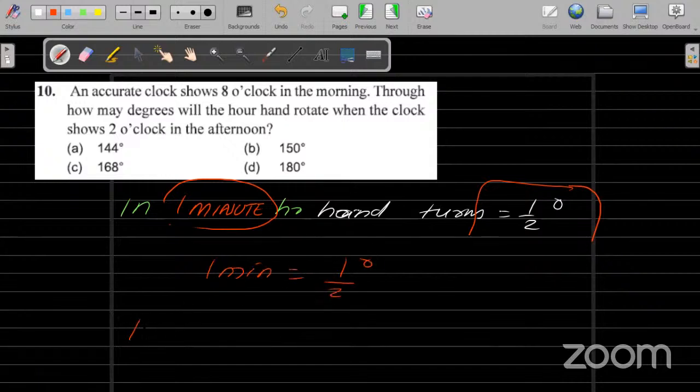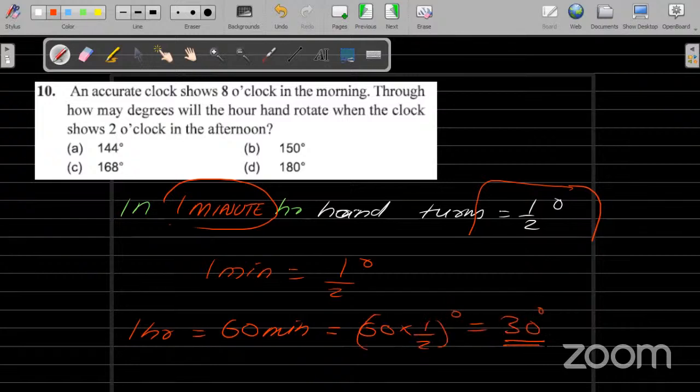So in 60 minutes, which means 1 hour, it turns 60 into half, that is 30 degrees. So in 1 hour, the hour needle turns 30 degrees. Now we'll think of the time. 8 o'clock in the morning to 2 o'clock in the afternoon. What is the total duration from 8 o'clock in the morning to 2 o'clock in the afternoon? How many hours is there?